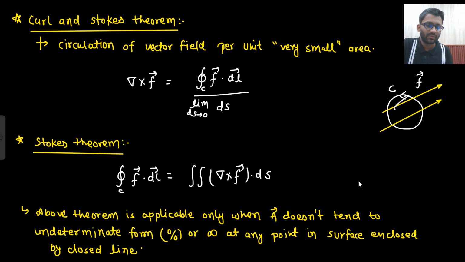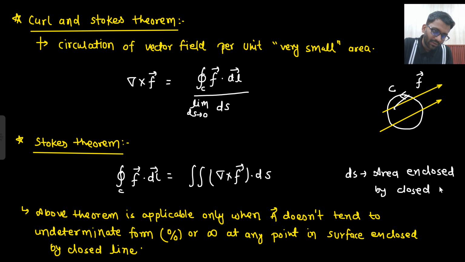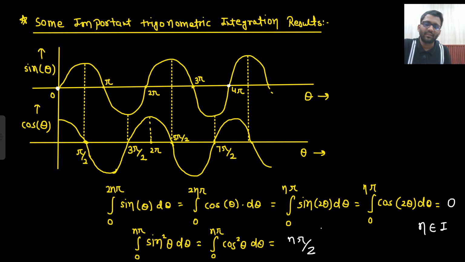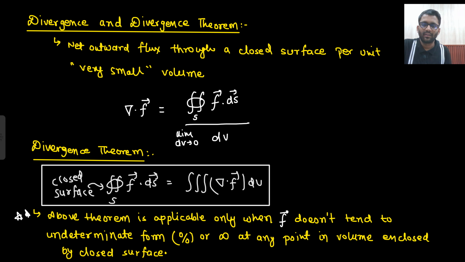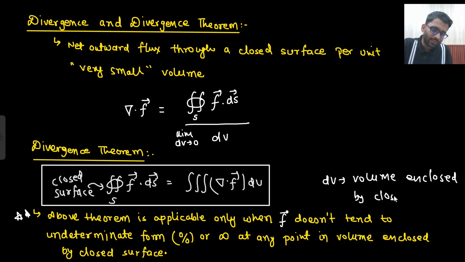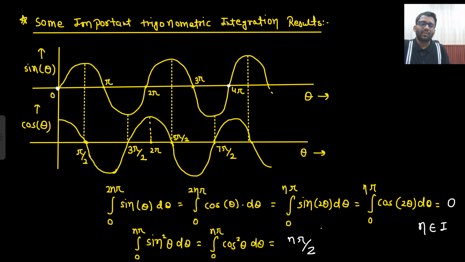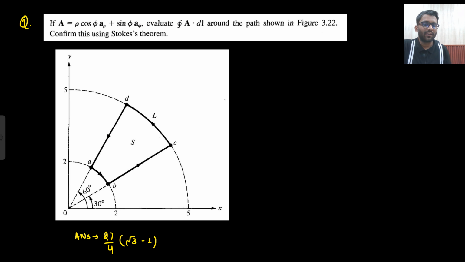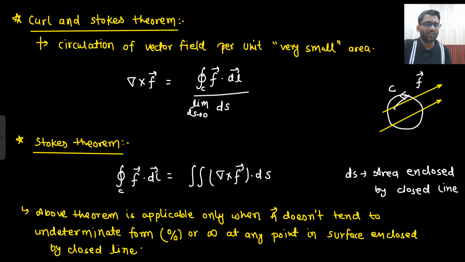So I should write it actually: area enclosed by closed line. And in the earlier formula also I should have written what dv is. dv is the volume enclosed by a closed surface. So with the help of a closed line, you will enclose some surface area.